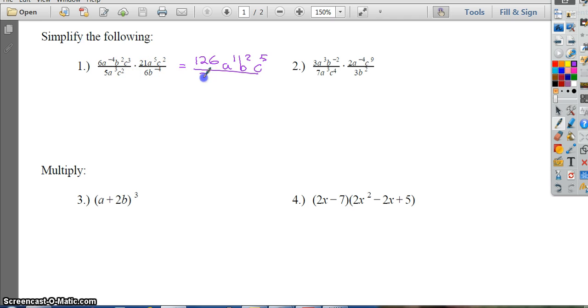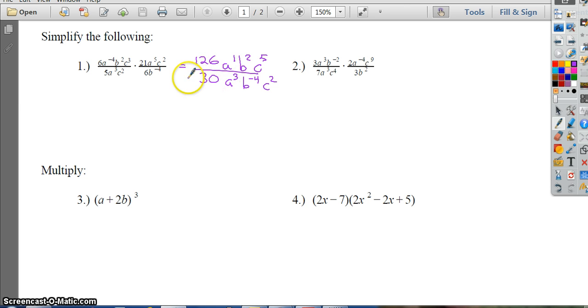Across the bottom, 5 times 6 is 30. I'm going to have a to the 3rd, it looks like. And I'm going to have b to the negative 4th. And I'm going to have c squared. Alright? So basically I just multiplied it across the bottom and top.